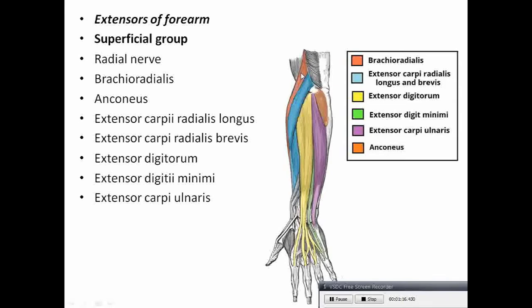Brachioradialis, anconeus, a small muscle, extensor carpi radialis longus, extensor carpi radialis brevis, both are together. One is a long muscle, the other one is short. Extensor digitorum, extensor digiti minimi, this one, extensor carpi ulnaris.